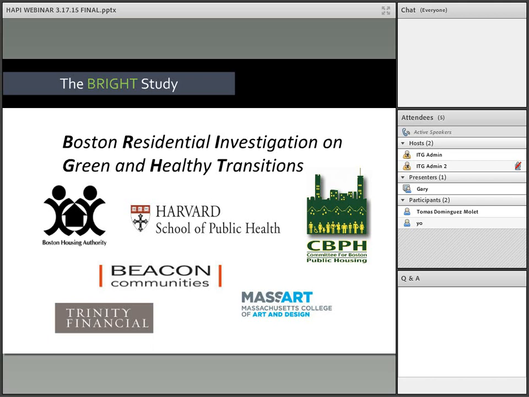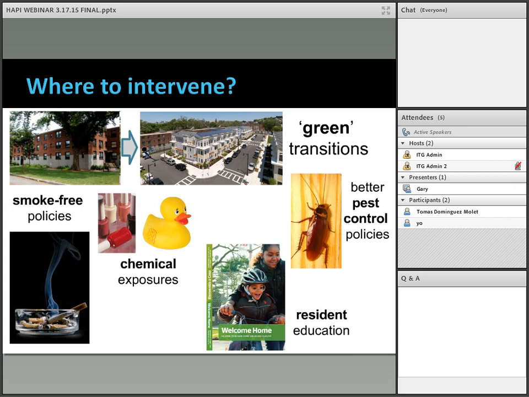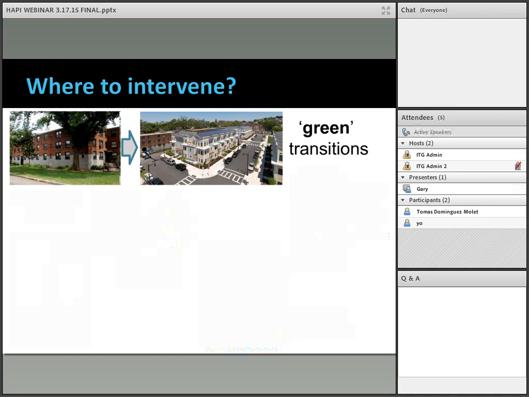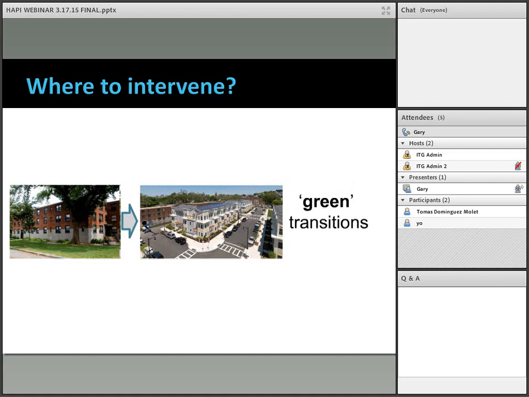So I just want to finish with perhaps some good news, one case study in Boston looking at this movement from conventional housing into green. Once again, this is a comprehensive way of trying to make homes healthier and energy efficient. Are we seeing some improvements? This is really part of a concerted effort to make homes healthier. This is Boston Public Housing, and over the years they've implemented smoke-free policies, better pest control practices, and resident education. But I just want to talk for a second about these green transitions, which are really about a comprehensive approach to make homes healthier.